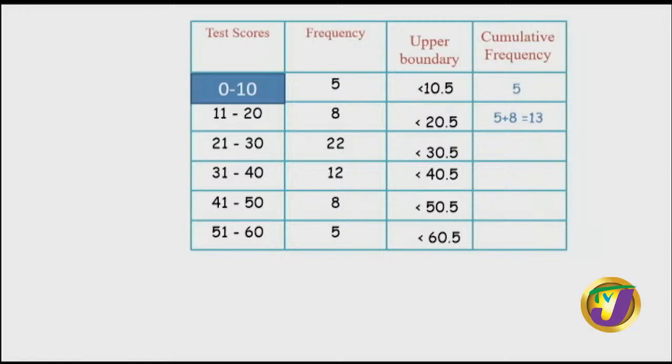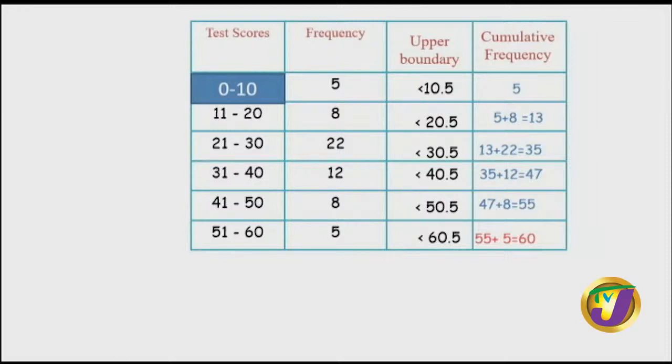Beautiful. And you know what else I just realized? That is how I can link my cumulative frequency to my upper boundary. Definitely. I get it. I'm learning. All right, so for the third class, we're continuing. It will be 13 plus 22, which gives us 35. Yes. And we continue. 35 plus 12 gives us 47. 47 plus 8 gives us 55. And then the crucial one, this last one, 55 plus 5 gives us 60.